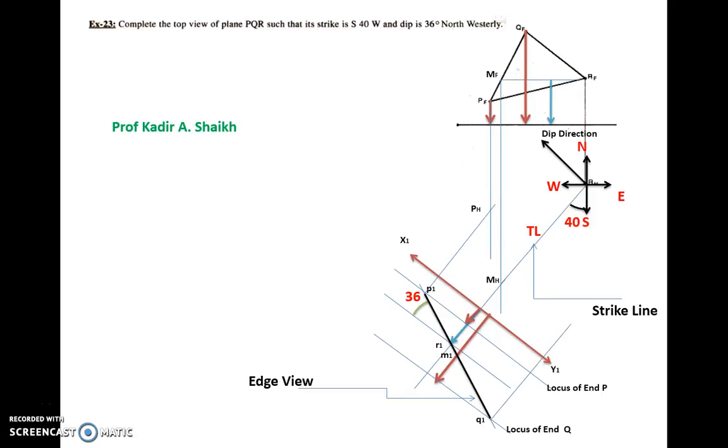In the similar way, take the projection of Q1 and take the projection of QF and project of Q1 will meet at QH. Now we got all 3 points, that is PH, QH and RH of the triangle in top view. So join PH to QH, QH to RH and RH to PH. This is the top view of this triangle.